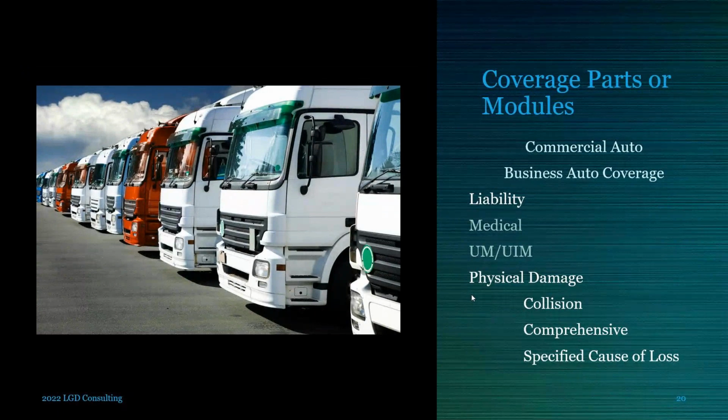For physical damage, we have collision and they actually use comprehensive coverage instead of other than collision, like on the personal line side. And so collision, we know damage to the vehicle due to collision or upset. And comprehensive is damage to your vehicle from losses other than collision or upset. But if you really want to go the cheap route, you can get what's called a specified cause of loss coverage. It's kind of a comprehensive policy that only lists named perils. There's like 8 perils, like lightning, fire, explosion, and that's it. So if something happens and it's not one of those 8 perils, it's not covered.